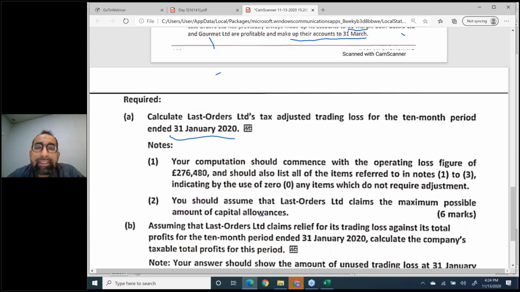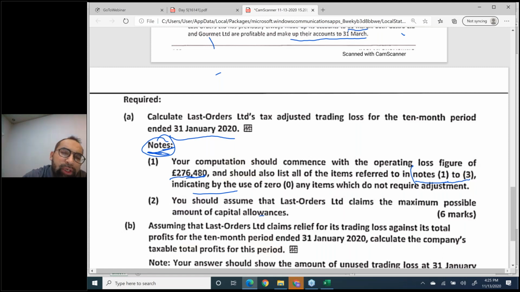On day 1, when I was discussing some exam techniques, I told you always read these notes. The examiner has written this, I'm not telling you this, the examiner has communicated this. Always read these guidance notes. What the guidance note says: your computation should commence with the operating loss figure of 276,480, and should also list all of the items referred to in notes 1 to 3, indicating by the use of 0 where no adjustment is required. Okay, right? So from which number will we start? 276,480.